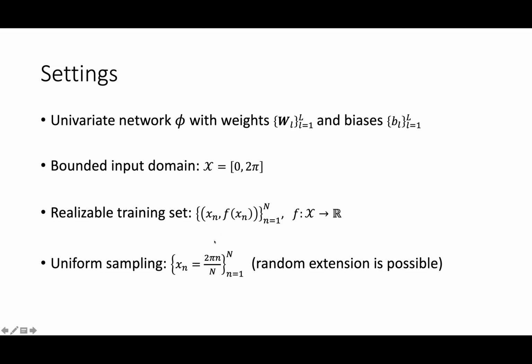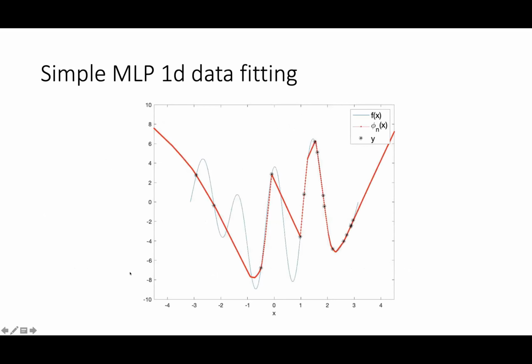And the last thing that we'll assume is that we are in the realizable training set setting, which means that our network is able to overfit the training data. So when we train, the network is able to calculate exactly for each input x_n the training value that it got for x_n. And then we'll assume that we have some sampling pattern. We will consider both uniform sampling and random sampling, and we'll see what we get in both cases.